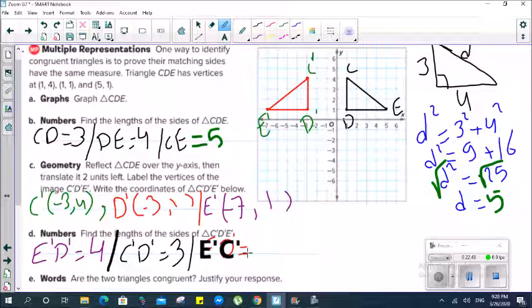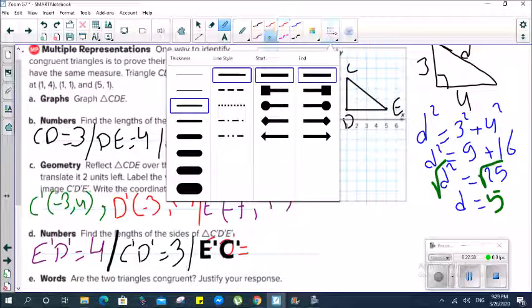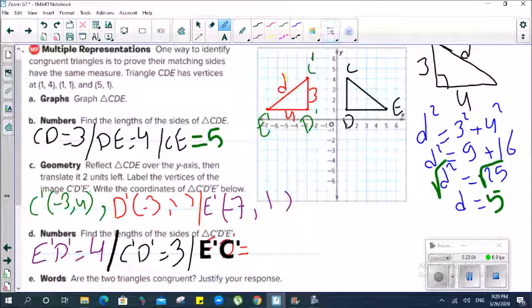Here we have 3 and here we have 4, and this will be D. Same as what I did here. At the end, E prime, C prime will be 5, because here we have 3, here we have 4, and this is a hypotenuse. And here's a 90. Okay? So we found now the 3 lengths.